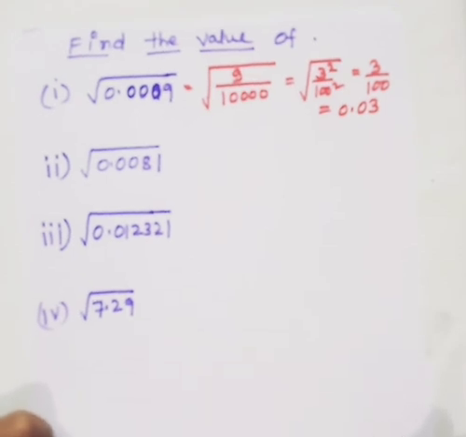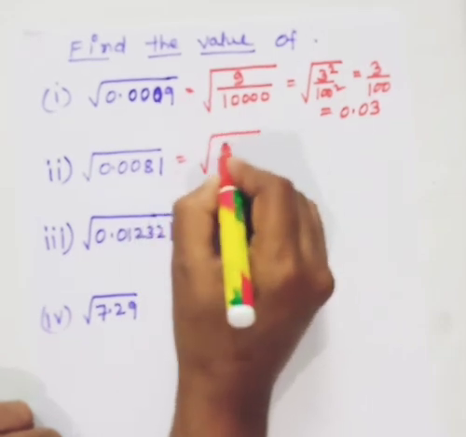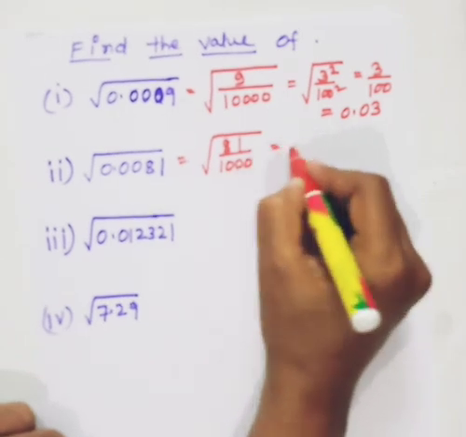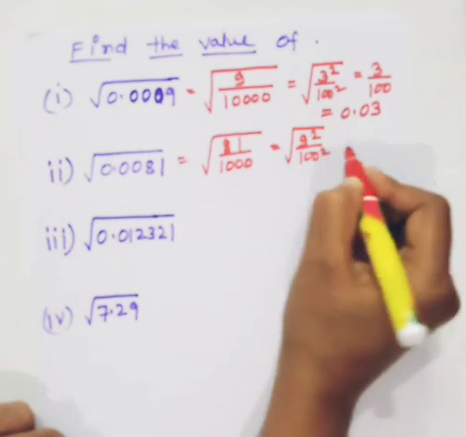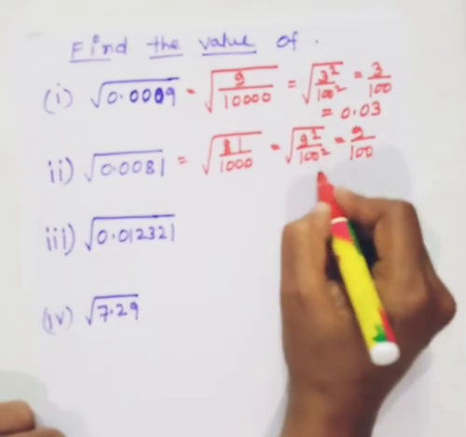Now see next, 0.0081. It can be written as 81 by 10,000. So that is equal to 9 square by 100 square. That will be equal to 9 by 100. So that is 0.09.